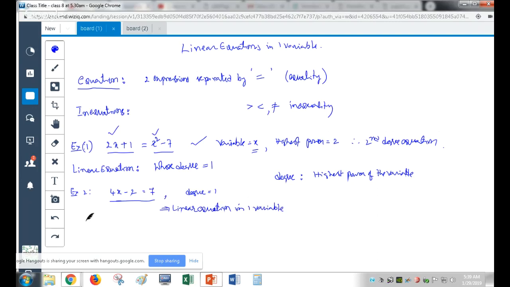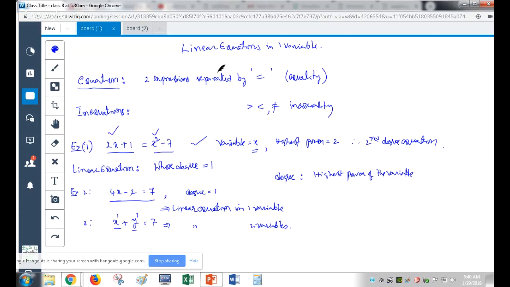Okay, sometimes there will be two variables also. X plus y is equal to 7. So here there are two variables. For both the variables, the power is 1. Therefore, it is also called a linear equation, but it has two variables. Therefore, we call it a linear equation in two variables. This is what a linear equation is.